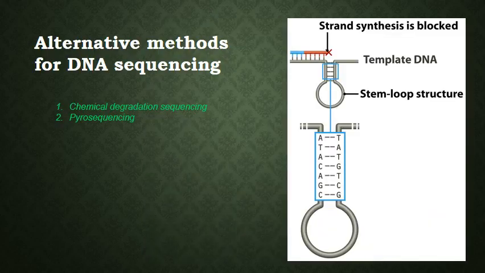Now we move to the alternative methods for DNA sequencing. There are two methods: chemical degradation sequencing and the pyrosequencing method. So, in chemical degradation sequencing, one limitation of chain terminating sequencing is that it may not be able to provide an accurate sequence if the template DNA is able to form interstrand base pairs.